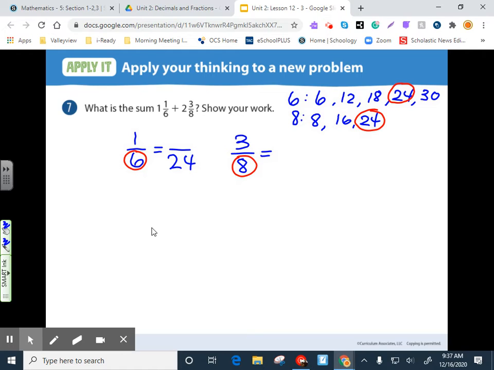So 6 times 4 gives us 24. 1 times 4 gives us that, 4 over 24. 8 times 3 gives me 24. 3 times 3 is 9. So there are my fractions.